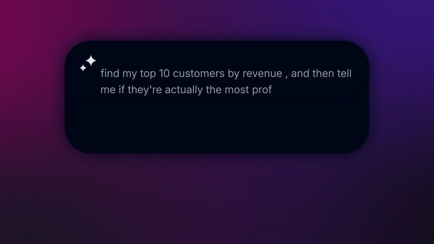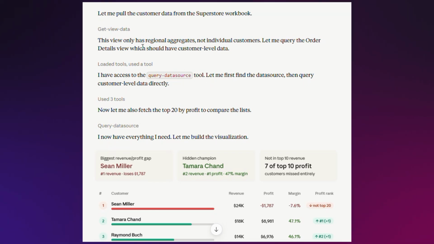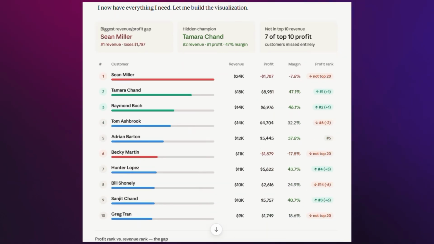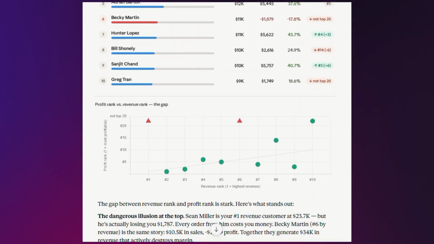Who are our top customers by revenue? And are they actually our most profitable ones? Tableau MCP pulls the data. Claude cross-references revenue against profit, and the picture gets interesting fast. Sean Miller and Becky Martin sit at the top of the revenue list but show deeply negative profit. Meanwhile, Greg Tran and Bill Schoenle, decent revenue, thinner margins, are the ones actually worth a closer look.